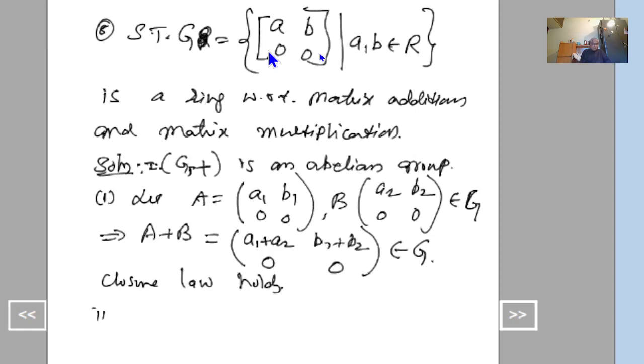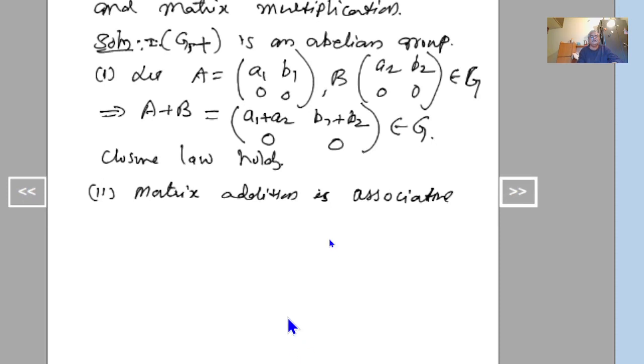And second one, matrix addition is associative. We know that addition of the matrices is associative. In any manner we can add, we are getting the same matrix here. So associative law holds.